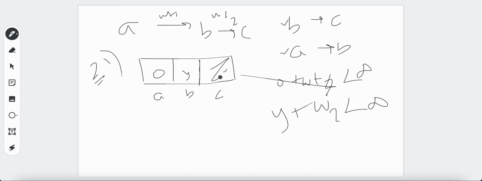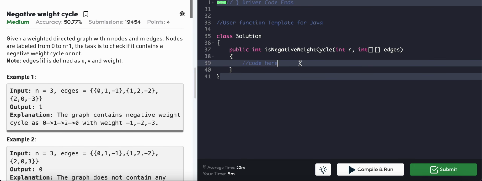And if we do it again, this value should not change if there is no cycle, and its value changes if there is a negative cycle. So that's the only logic. And this algorithm is pretty common in graph algorithms. It's the Bellman-Ford algorithm.